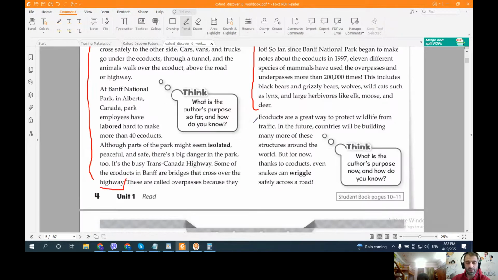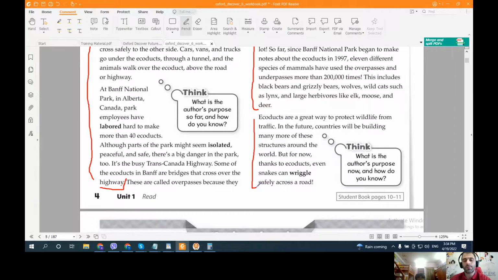Okay, so can you please read the final piece of the text? Aqueducts are a great way to protect wildlife from traffic. In the future, countries will be building many more of these structures around the world. But for now, thanks to aqueducts, even snakes can wriggle safely across a road.